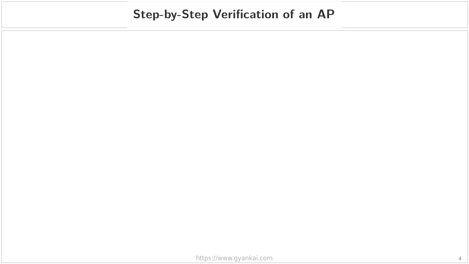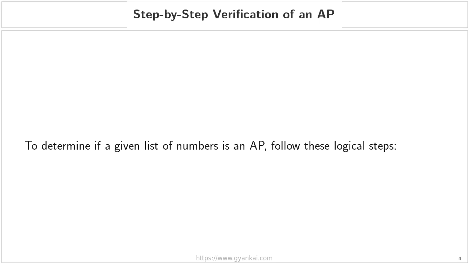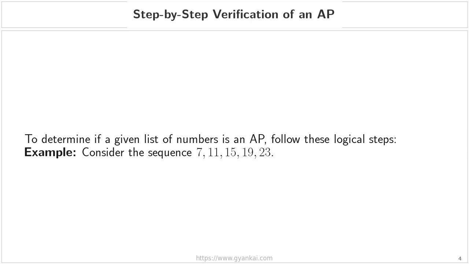Step-by-step verification of an AP. Now that we have seen how the savings example works, let's look at a more systematic way to approach this. I want to show you a step-by-step verification process so that you can confidently determine if any given list of numbers is an arithmetic progression. Let's work through a concrete example together.